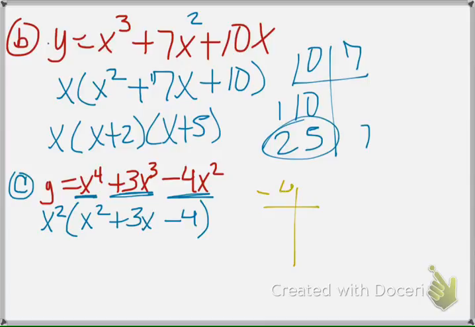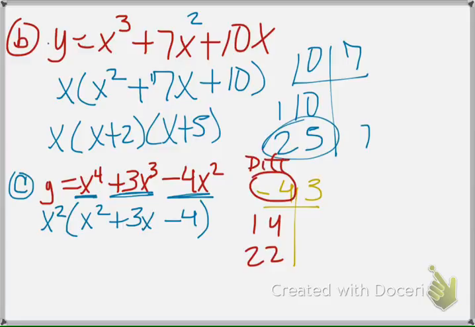So negative 4 and a sum of 3. So 1 and 4, 2 and 2, but that's a negative 4. So that means your signs are going to be what? They're going to be different. Anytime this one is negative, your signs are going to be different.